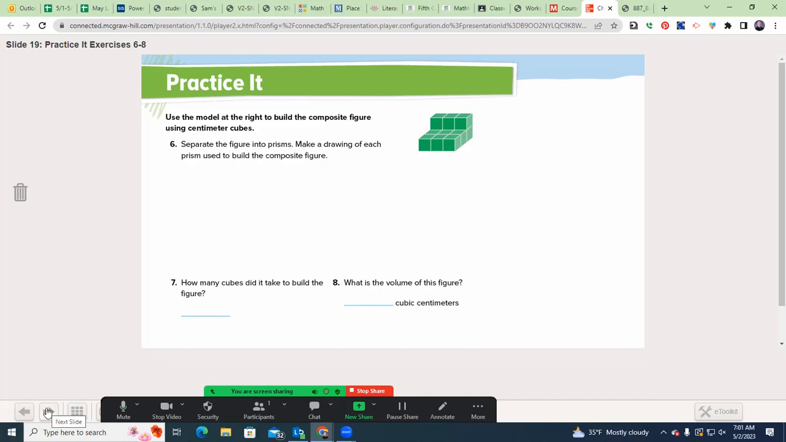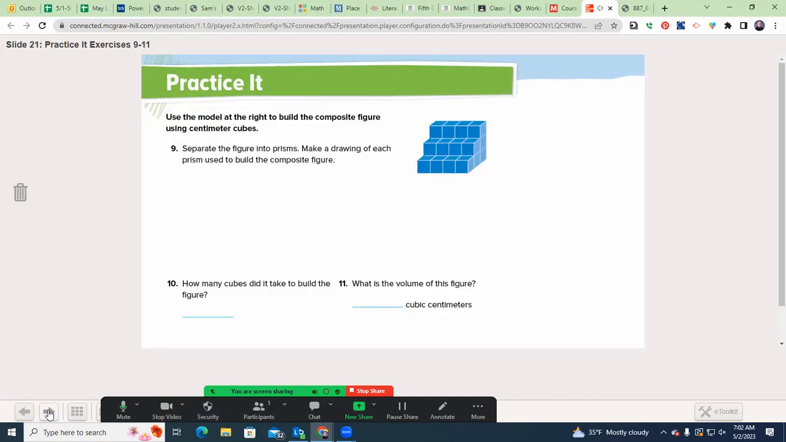Welcome back. Let's see how you did. So you can see how you drew the 3 by 3, 3 by 1. So that's 9 plus 3 is 12 cubes. So your 12 cubic centimeters is your volume.